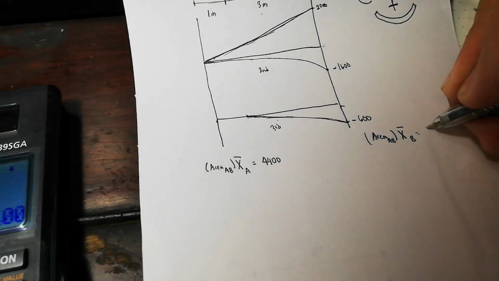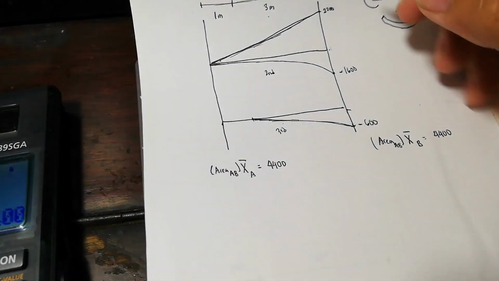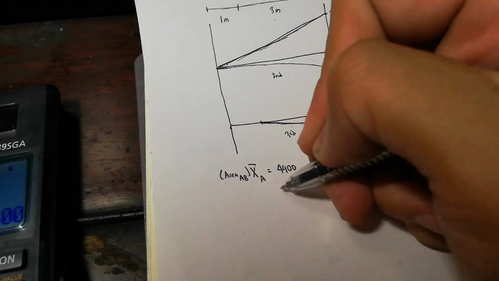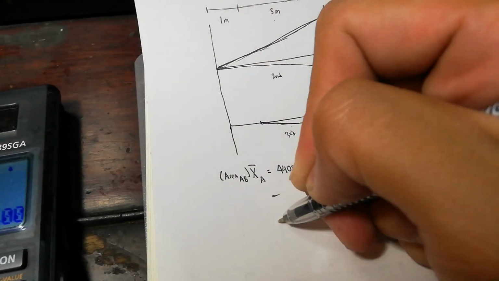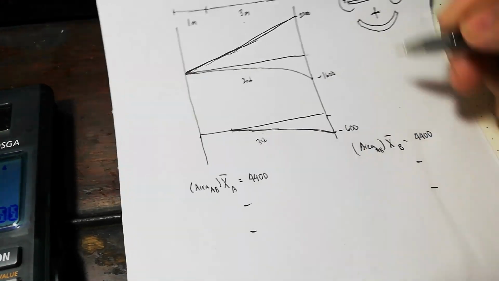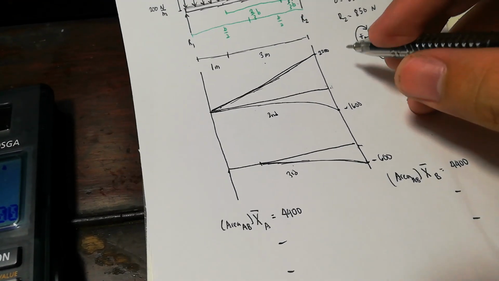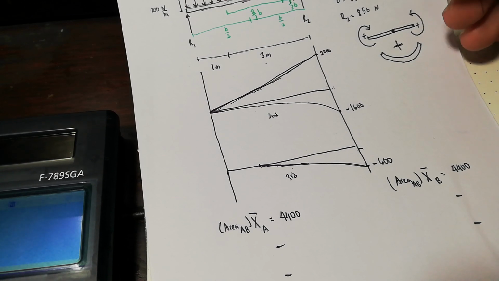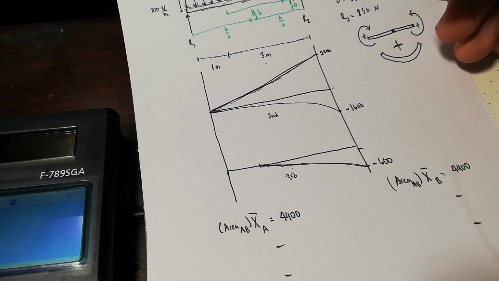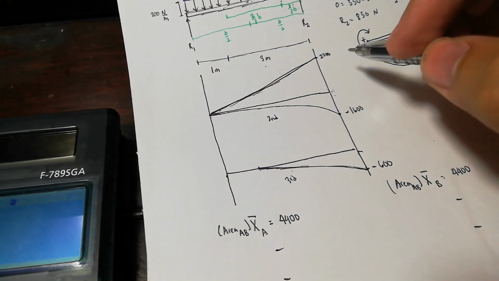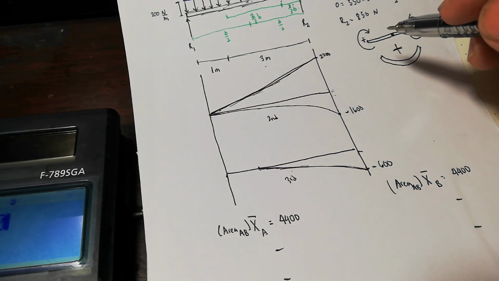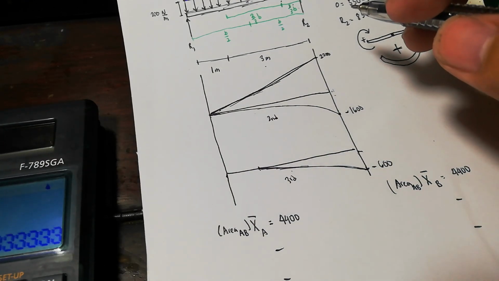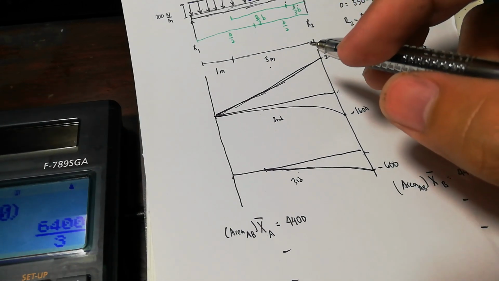Copy lang natin dito. Then ito nasa negative part. So expect natin na ito ay negative. Ito nasa negative part. Ito ay also negative. So area nito, second degree curve. So siya ay 1/3 base times height. Ang base nito is 4. Kanyang height ay 1,600. So, ito ay set na natin as 6,400 over 3.